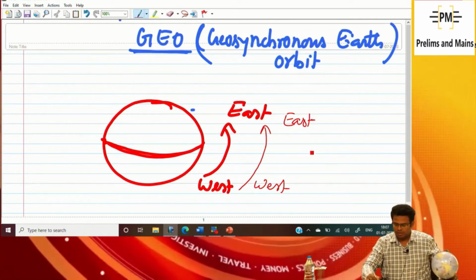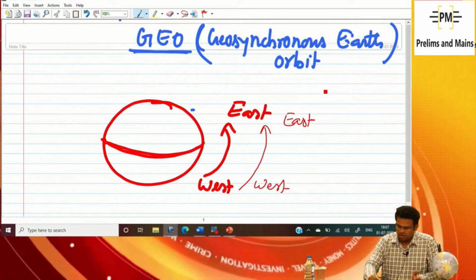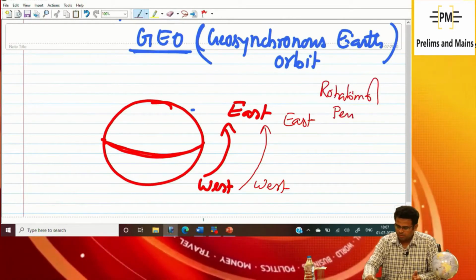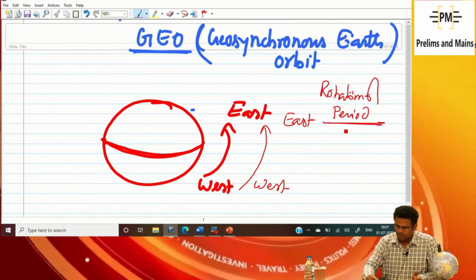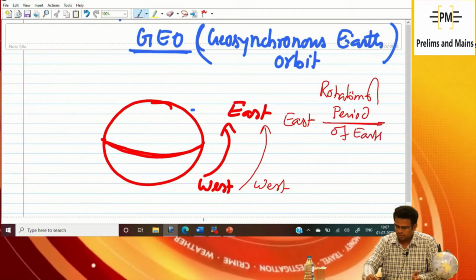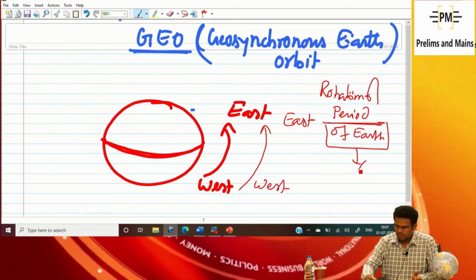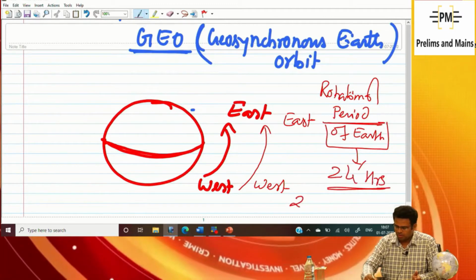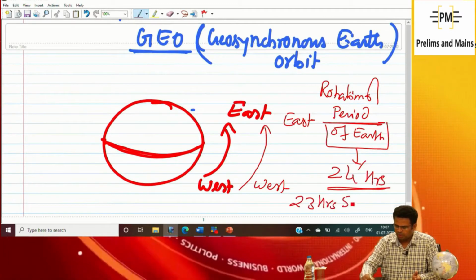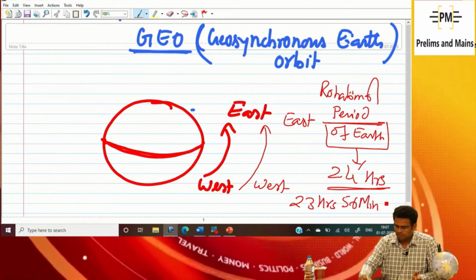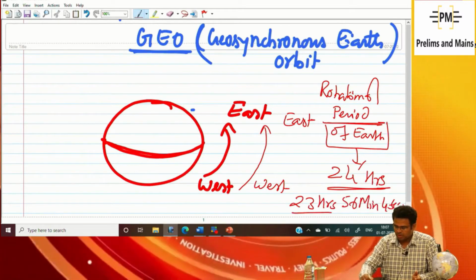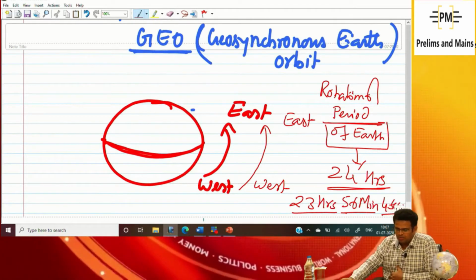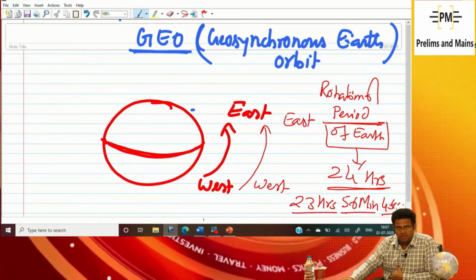So the rotational period of Earth is 24 hours, or better to say 23 hours 56 minutes 4 seconds. The rotational period of Earth is 23 hours 56 minutes.